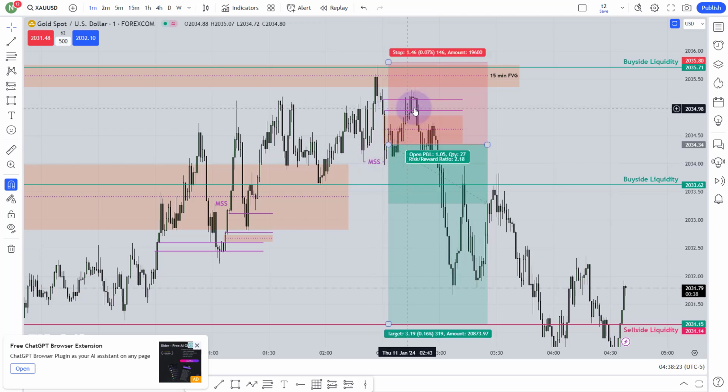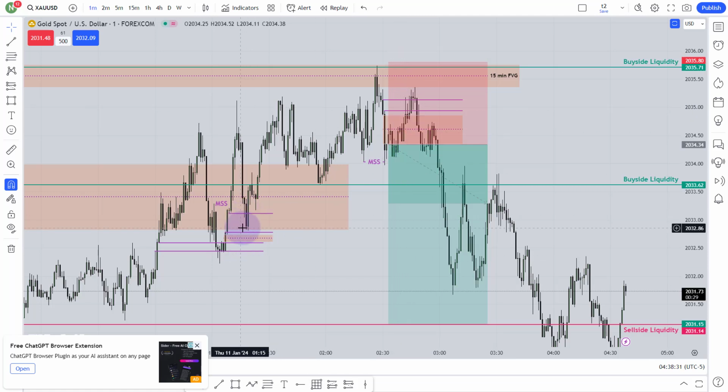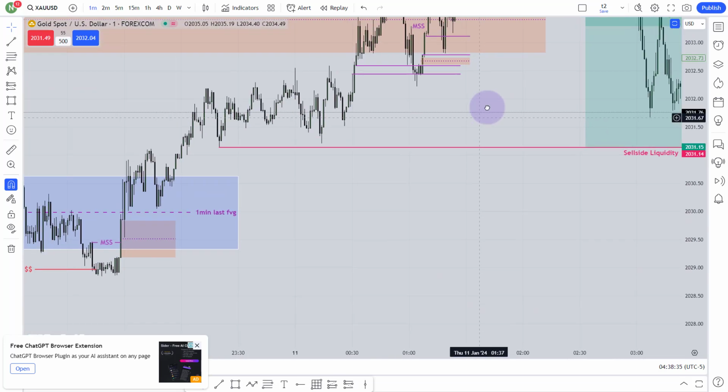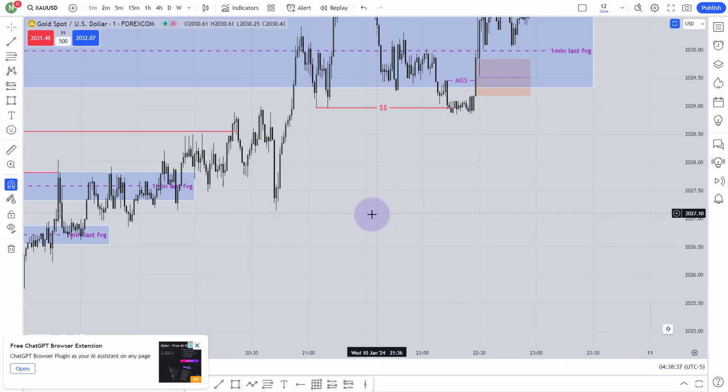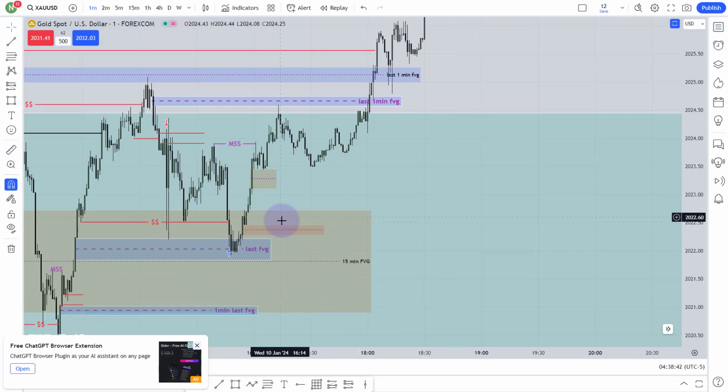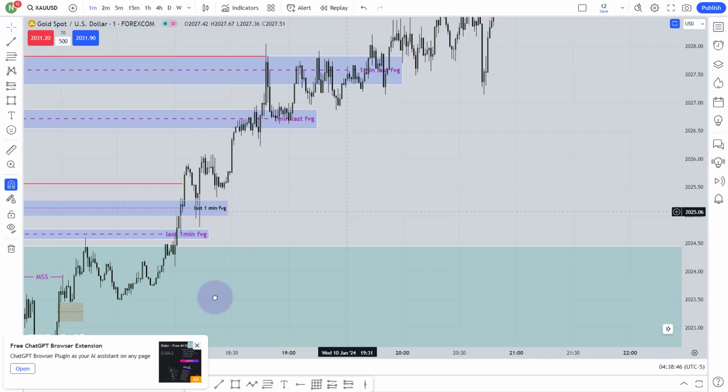Now, if you would love to take your entry over there, that is also good. I mean, there is nothing wrong with that. But I go for this fair value gap because you see here, if I would wait to reach over here, I would miss that entry. Okay, here it is perfect, and over here, if I wait for price to come over here, then I would miss that entry as well. Okay, so this is the thing.